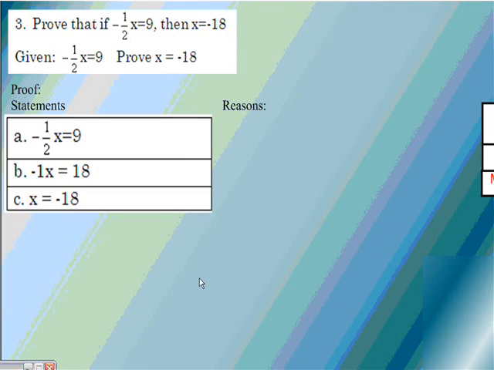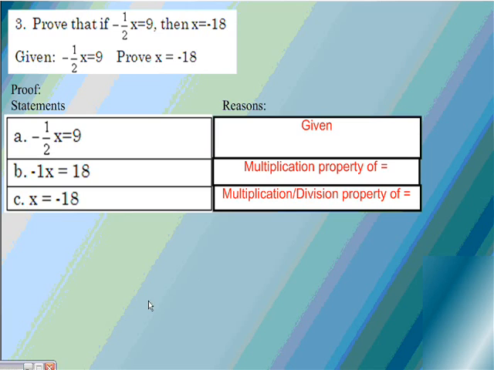All right, this one's super short, super easy. You do it. Hit pause. And this is what you should have gotten. Now this last step could either be the multiplication or the division property, whether you thought about it as multiplying both sides by -1 or dividing both sides by -1. Totally your call.